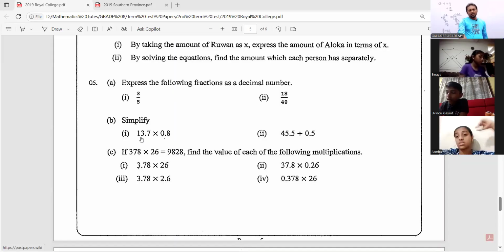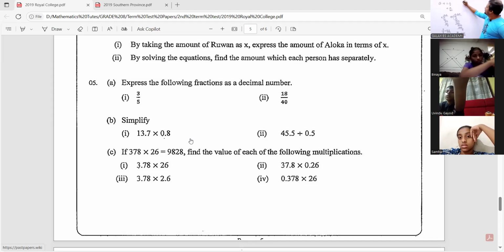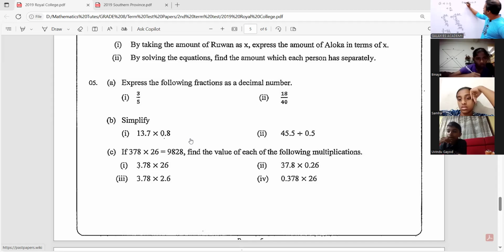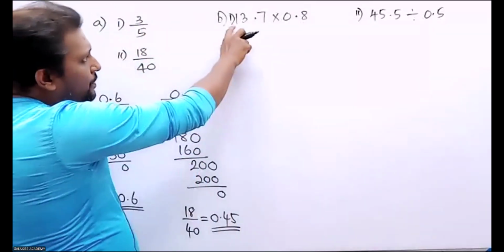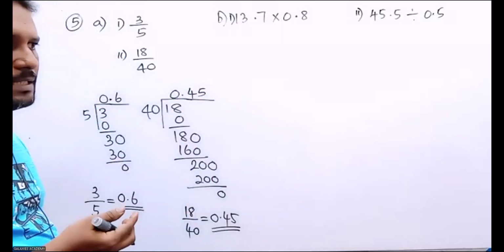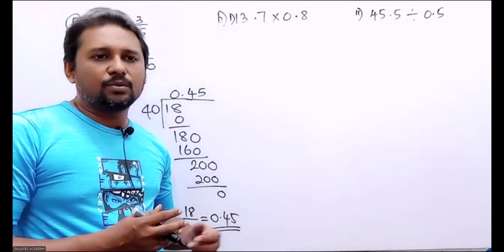Right, then part B, look at simplify. 13.7 multiplies 0.8. It is the first part. Then another part given. 45.5 divide 0.5. Right. What can you do? When you multiply a decimal by another decimal, also you can follow, there are two methods, right?